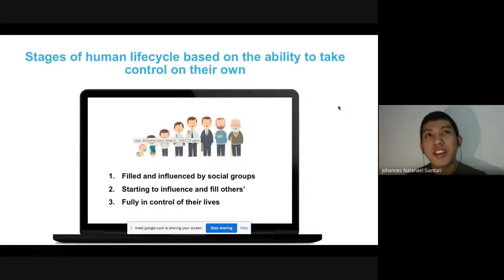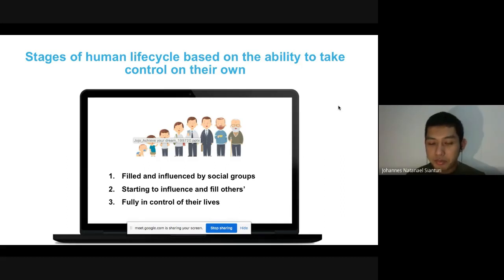The first one is the stage from day one until probably between elementary and junior high school. It's the stage when we were filled and influenced by social groups. We had no control over our life, and we also had no resources. So we were just following what our parents and families said, and we were influenced a lot by society, the teachers, the friends at school, and so on. In terms of storytelling, at this moment, we only absorb what society gave to us.